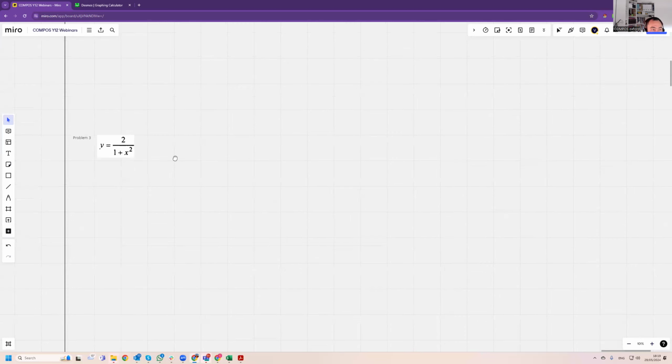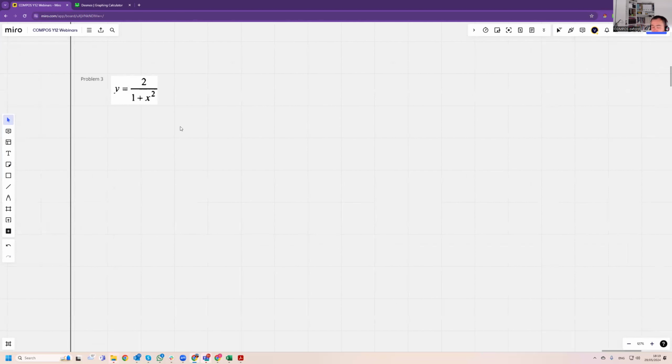Okay, lovely. Problem 3. So, okay, there are 3 types of asymptotes, and we have to find them separately. Okay. So first, horizontal asymptotes. What you need to do is find the limit as x tends to infinity, separately, plus infinity and minus infinity. X tends to infinity of 2 divided by 1 plus x squared.